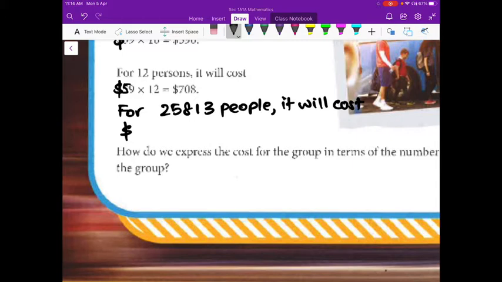Okay, please fill in the blanks now. Fill in the blanks quickly. It's not difficult. Go to the correct page. You see the number? I just randomly chose it. $59, right? So how about for 25,813 people?